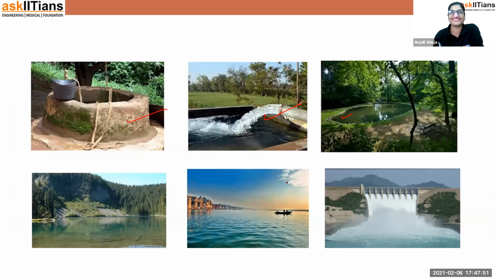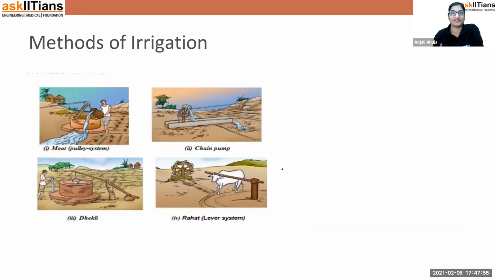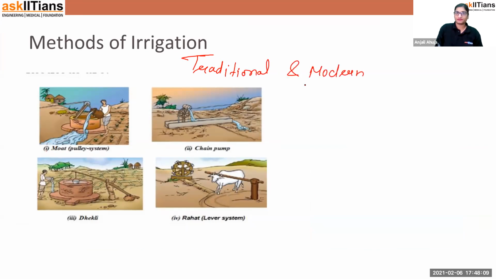Is it clear? Okay. Otherwise, no one is going to ask this question, at least in the paper. What are the sources of irrigation water? Okay. Methods of irrigation. So it has traditional and modern method. Into the traditional one, all four methods are there: pulley system, Moet, chain pump, Dekli, and Rehed.